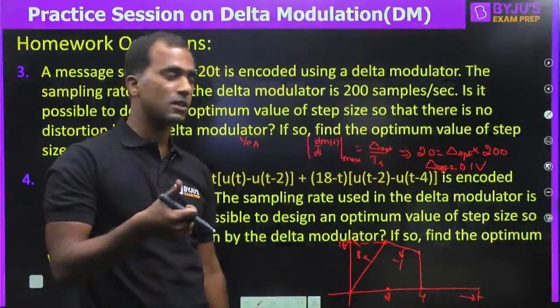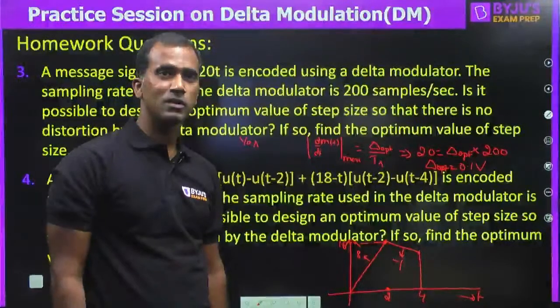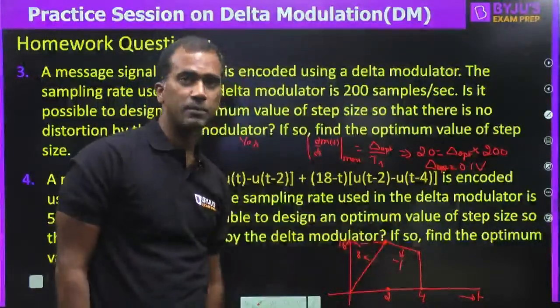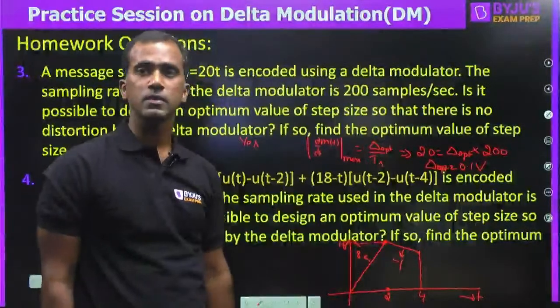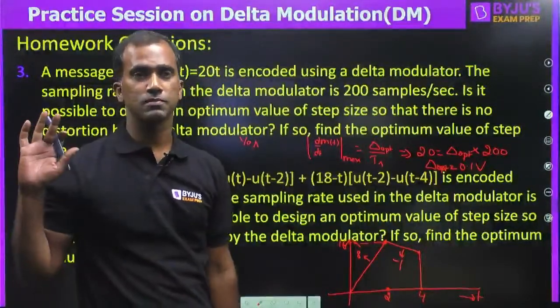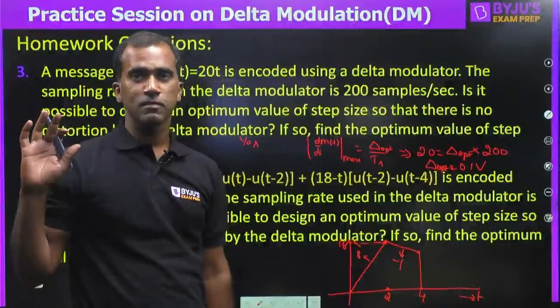If we design the step size according to 8 as slope, then we'll have a distortion here. If we design a step size according to slope as 1, then we'll have a problem here. So it is not possible to avoid the distortion. Okay, very good, Sanjay.